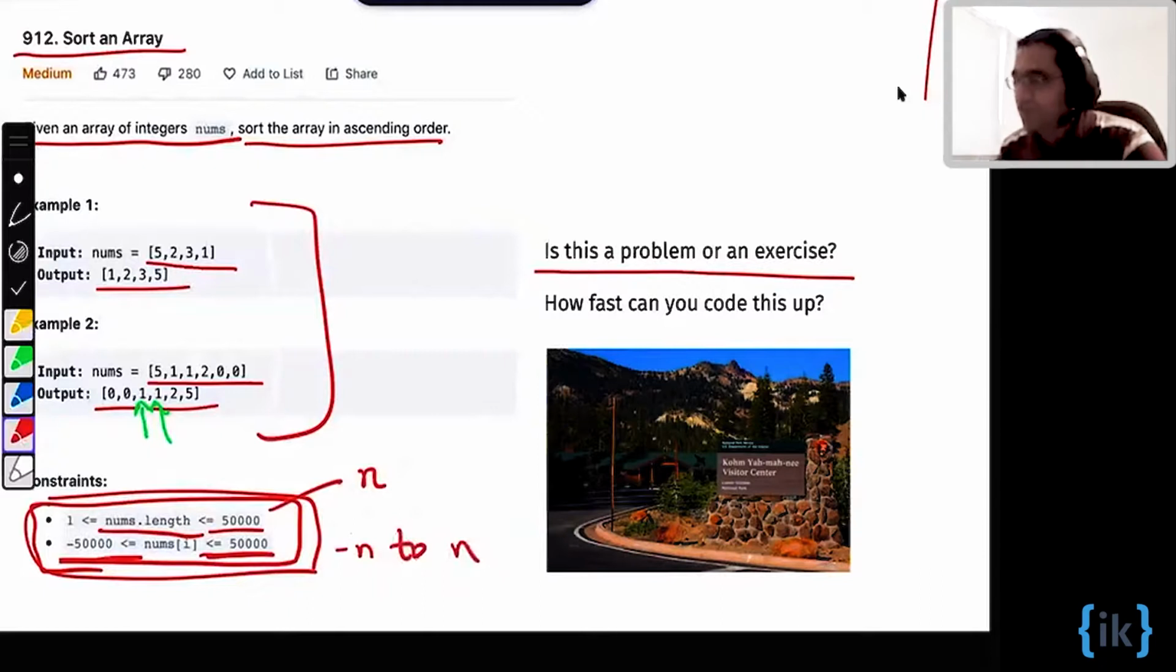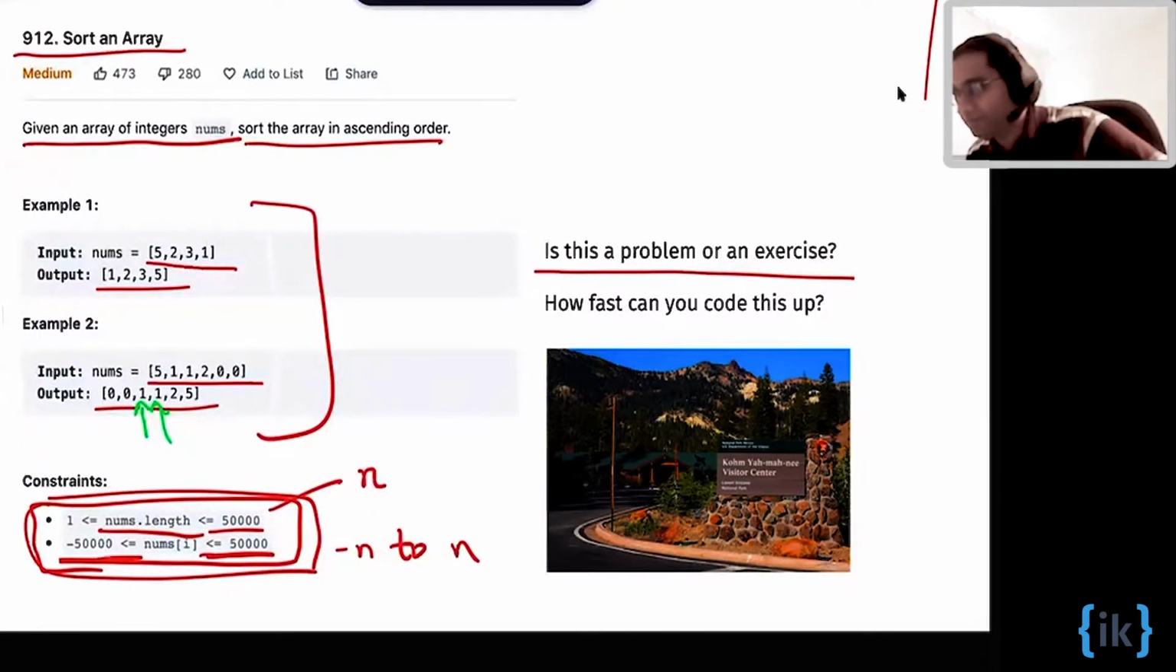That's the range. So if I just counted how many numbers there are of each value from minus 50,000 to 50,000, or maybe I just track what the unique numbers are in that range, I could do counting sort, and if you do that empirically, you will see that it does run faster than the other algorithms we have so far. It's not a very large range, but you might need to use some extra space to track those counts.